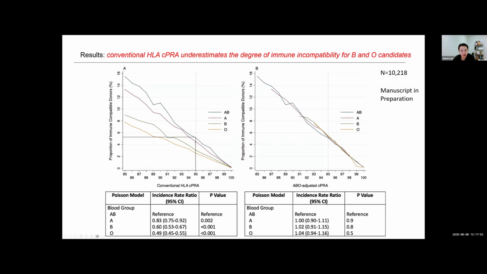Now, 95% can match 5% of the donor pool is only true for AB patients. But if you look at patients who are blood type O or blood type B, their ability to find a compatible donor is way less than what the metric would indicate. It's only when we recalculate and reclassify patients by ABO adjustment that we see this compatibility makes sense, that the number of donors they're matched to actually now reflects their ABO adjusted CPRA.